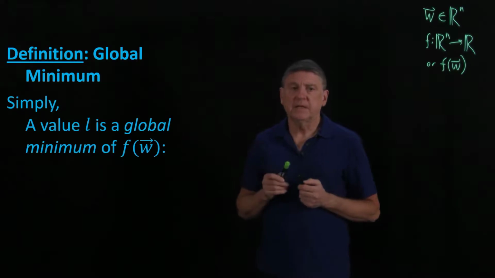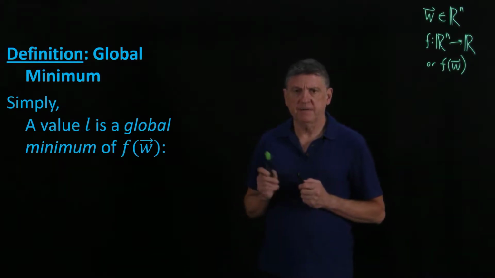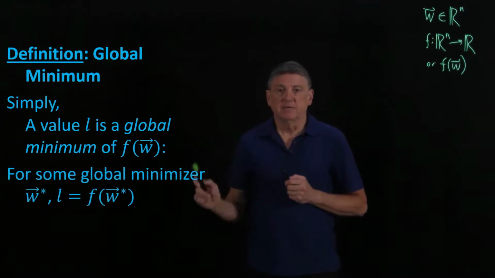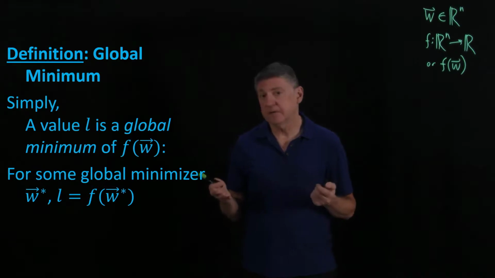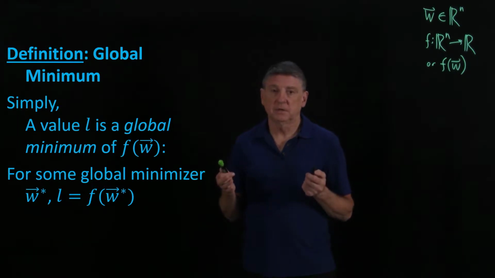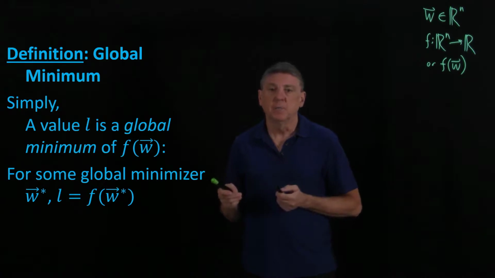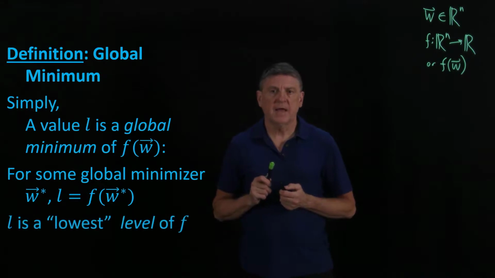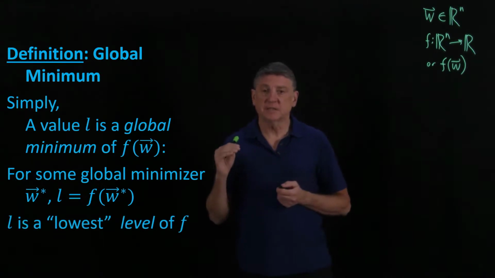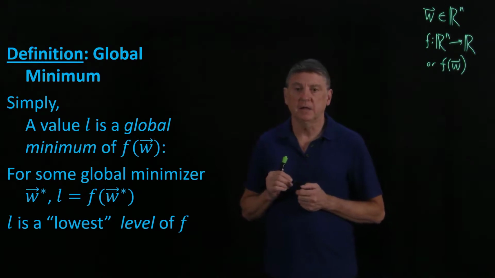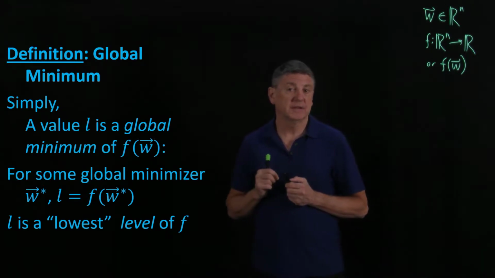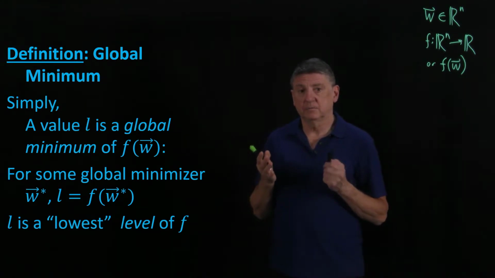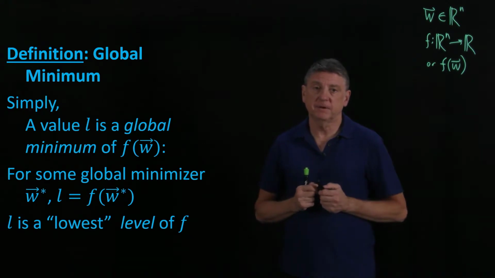A global minimum is closely related to these ideas. A value L is a global minimum of a function means that for some global minimizer, now there might be one, there might be two, there might be an infinite number of them, but for some global minimizer, L is the value that it takes on. And we'll often refer to L as a level, which is why we're going to use the symbol L. We'll say that L is the lowest level that the function can take on, or the lowest value that results when we evaluate the function at a vector.